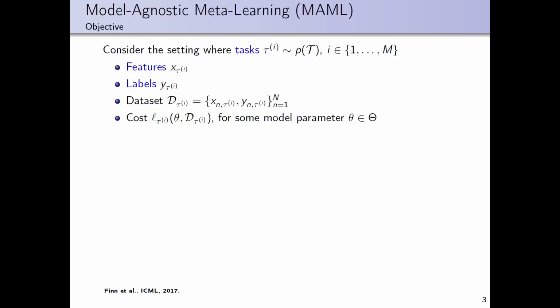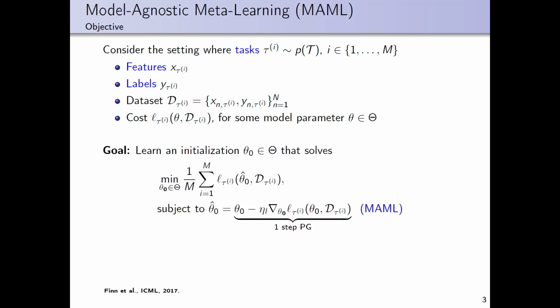But first, let's understand what this MAML, or model-agnostic meta-learning, is actually optimizing. So if you have a bunch of tasks that are being drawn from the same task distribution, where each task has its own data set composed of features and labels. And each task is also equipped with a cost that is parameterized with a parameter theta and also depends on the data set. Finn et al.